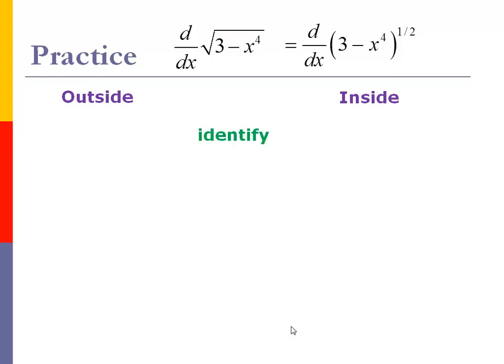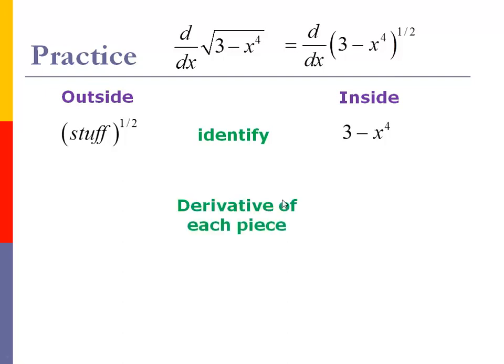So first step, let's identify who's inside, who's outside. Once again, I'm looking for parentheses. Parentheses are always a dead giveaway for me. And so the outside part would be the power 1/2, and the inside part would be the 3 minus x to the fourth. And so there's what I've got. I've got a power 1/2 and a 3 minus x to the fourth as my inside part. Next step, just take the derivative of each one individually.